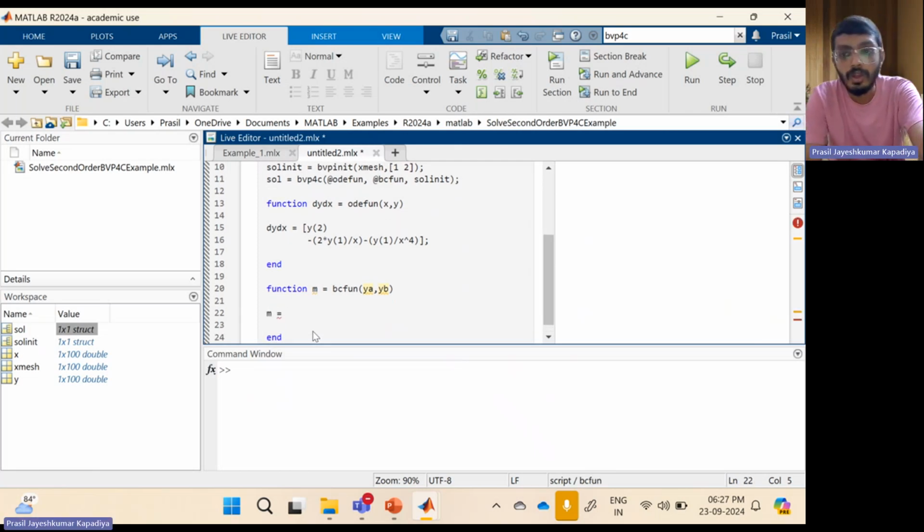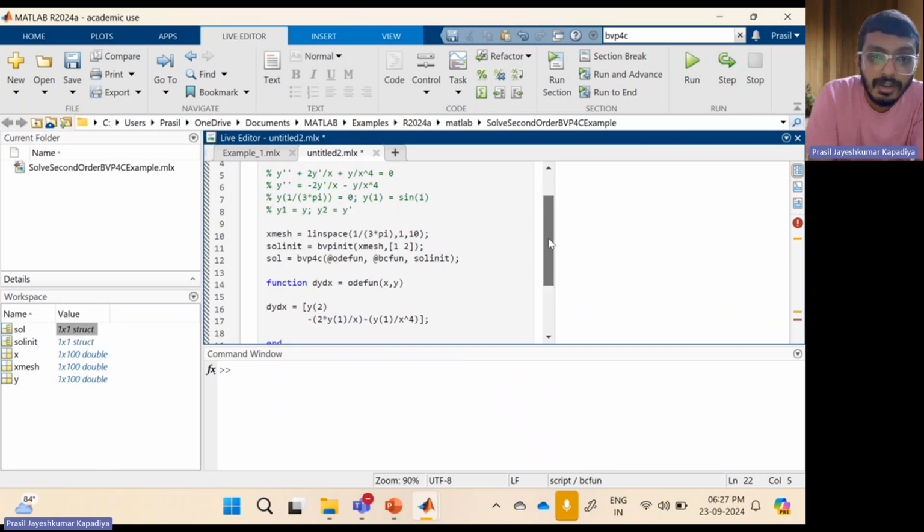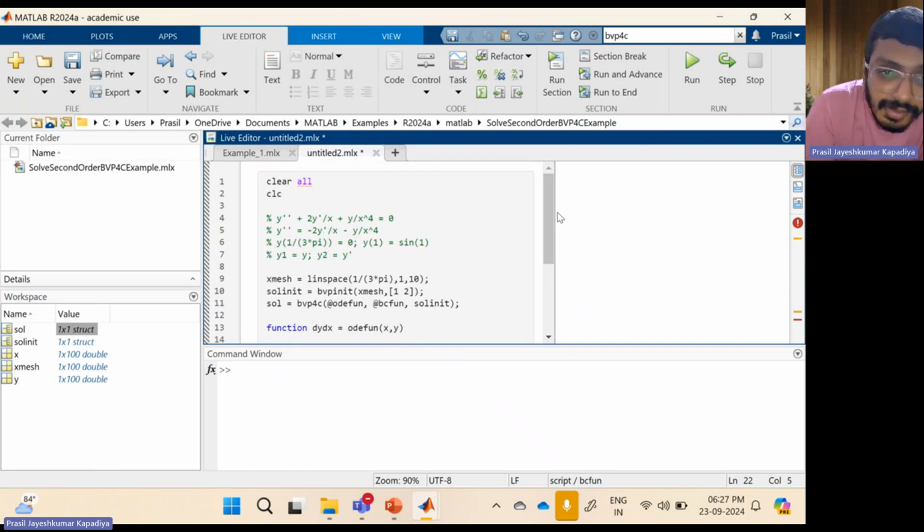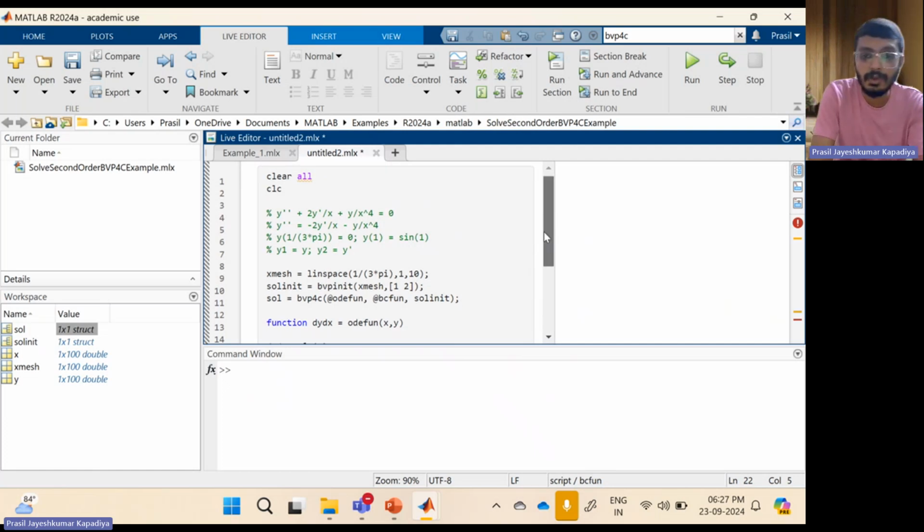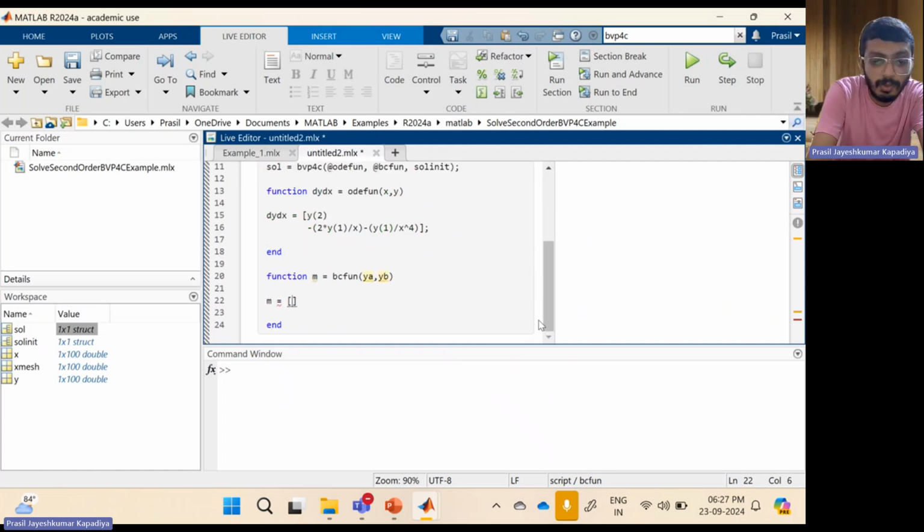M is equal to, okay, what is my first boundary condition? y of 1 divided by 3 pi is equal to 0, meaning ya of 1 is equal to 0. So my first boundary condition is ya of 1 is equal to 0. So ya of 1 minus 0 is equal to 0. So that is nothing but ya of 1.